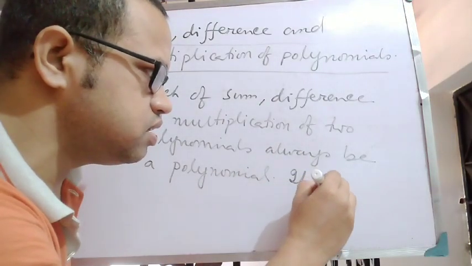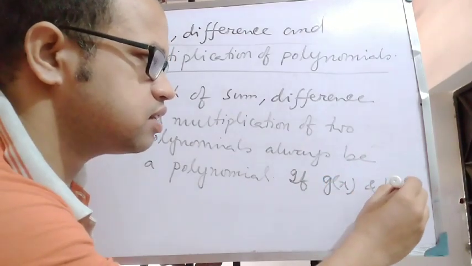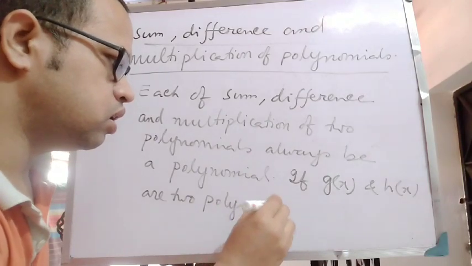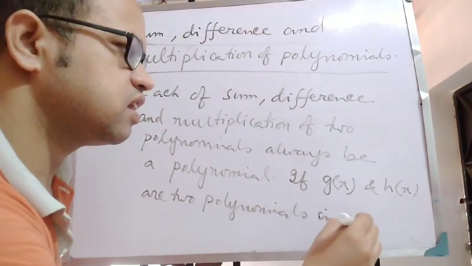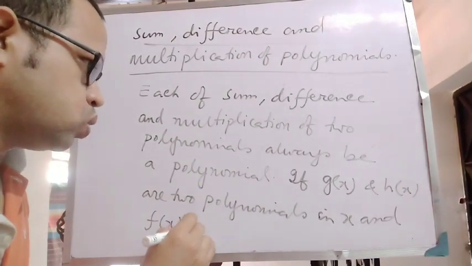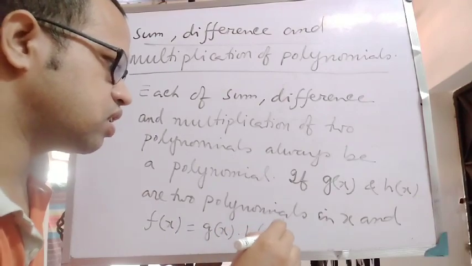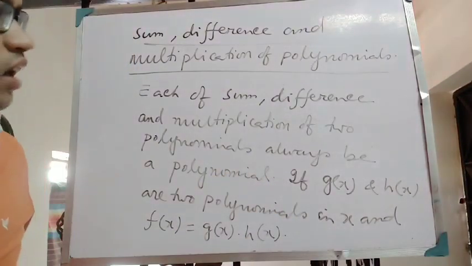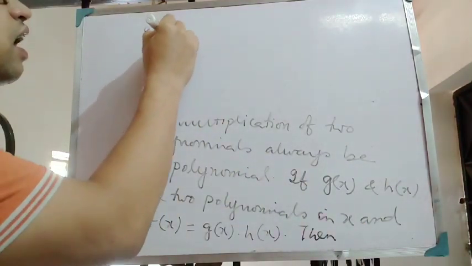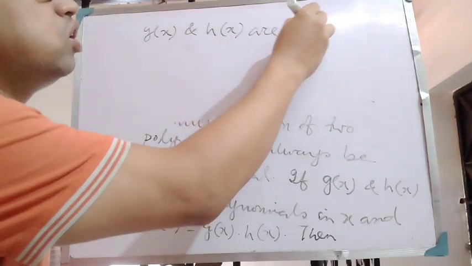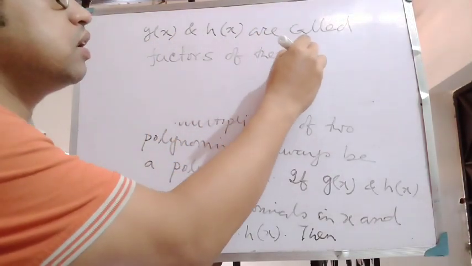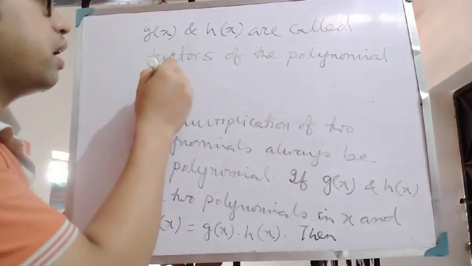If g(x) and h(x) are two polynomials in x and f(x) equals g(x) into h(x), then g(x) and h(x) are called factors of the polynomial f(x).